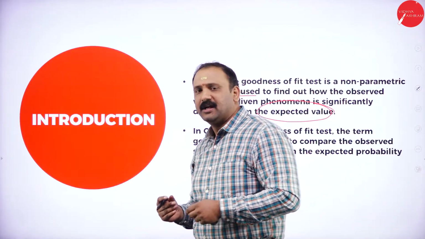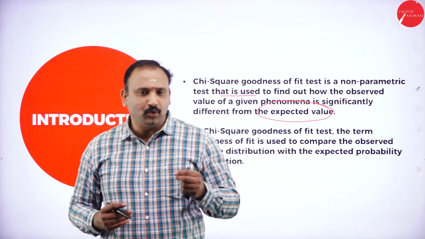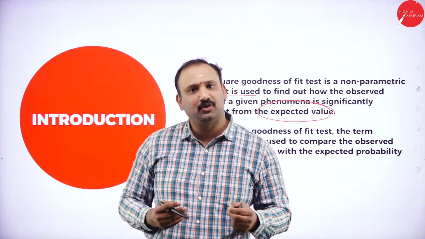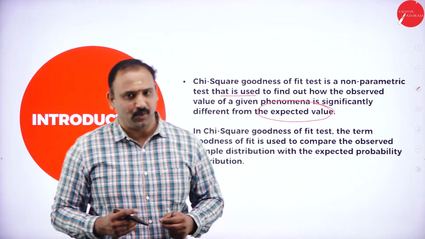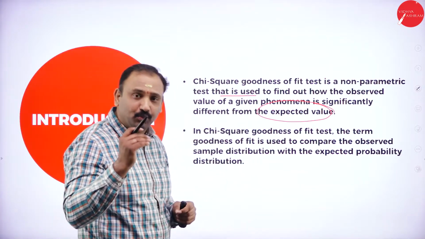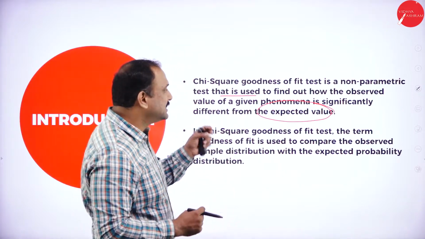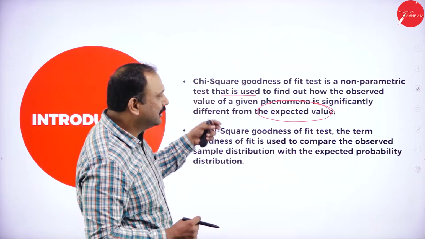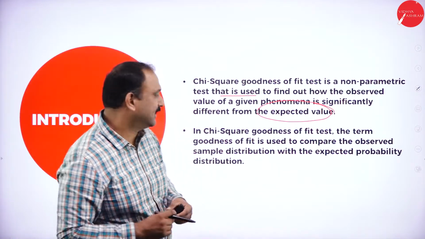So that is where I try to bring in the chi-square test, which is going to observe the difference between the expected value and the observed value. So that's why this is a non-parametric test. It's very important for all of us to know. Why? Because this will help us to find out the value of the given phenomena very easily and significantly.